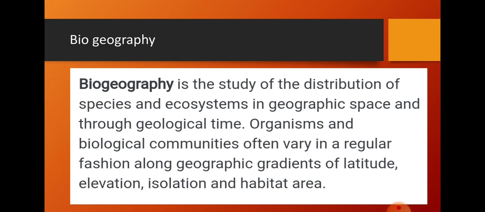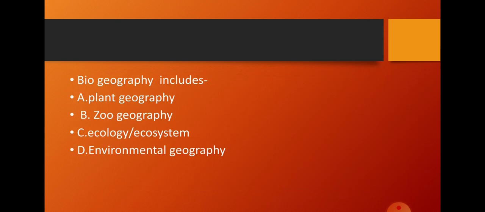Now the biogeography. We know about the biogeography. Biogeography is a study of the distribution of species, or the distribution of different plants, animals or ecosystems, in a geographical space or in geographical time. It discusses the different biological communities, their geographical locations at different elevations and latitudes, and their habitat. Now this biogeography has four parts: plant geography, zoogeography, ecosystem or ecology, and environmental geography.